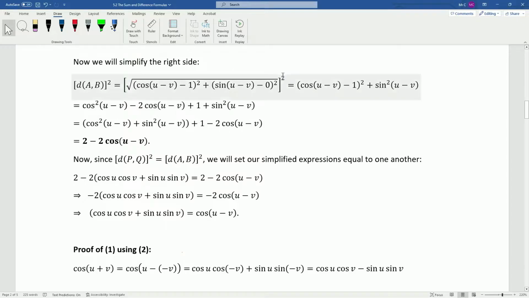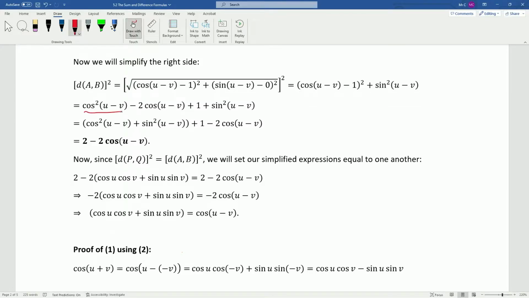The square root and the square cancel, and I get cosine of u minus v minus 1, squared, plus sine squared of u minus v. Right? That 0 doesn't do anything, so we just get sine squared. Now, once you multiply out this first term, cosine of u minus v minus 1 squared, you get cosine squared of u minus v minus 2 cosine of u minus v plus 1, plus sine squared of u minus v.